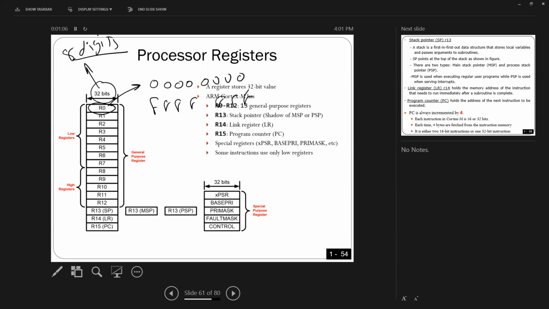As you see here, starting from R0 until R12, we call them general purpose. General purpose means you can use them in your programs, and that's what we are going to do. If you want to do addition, subtraction, you can use these ones.